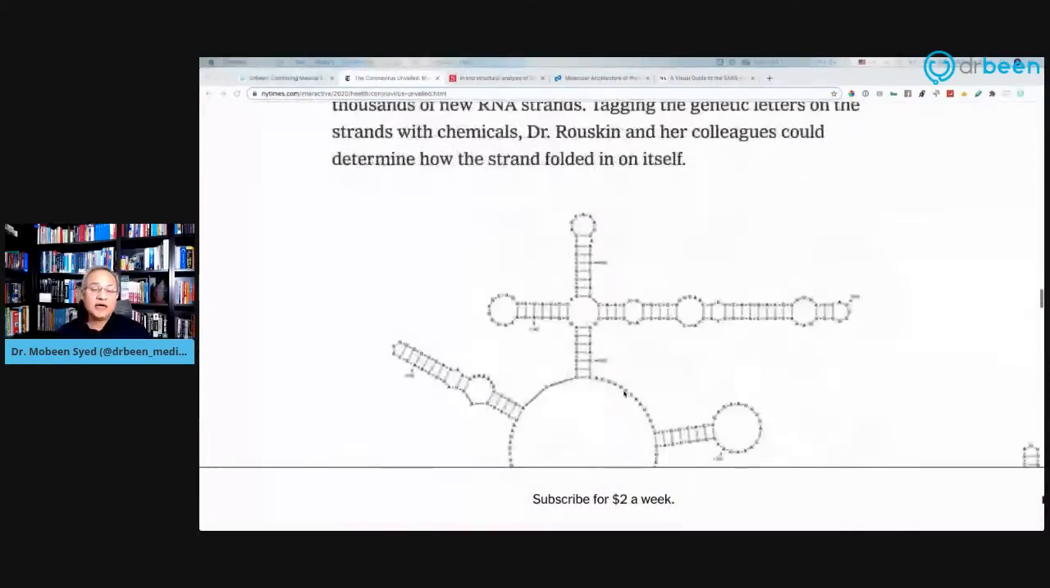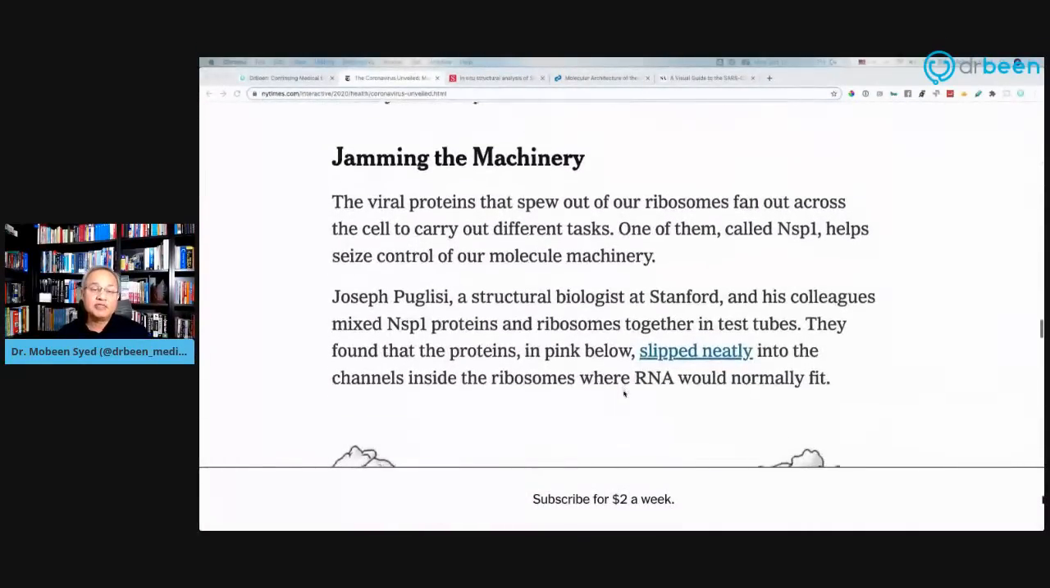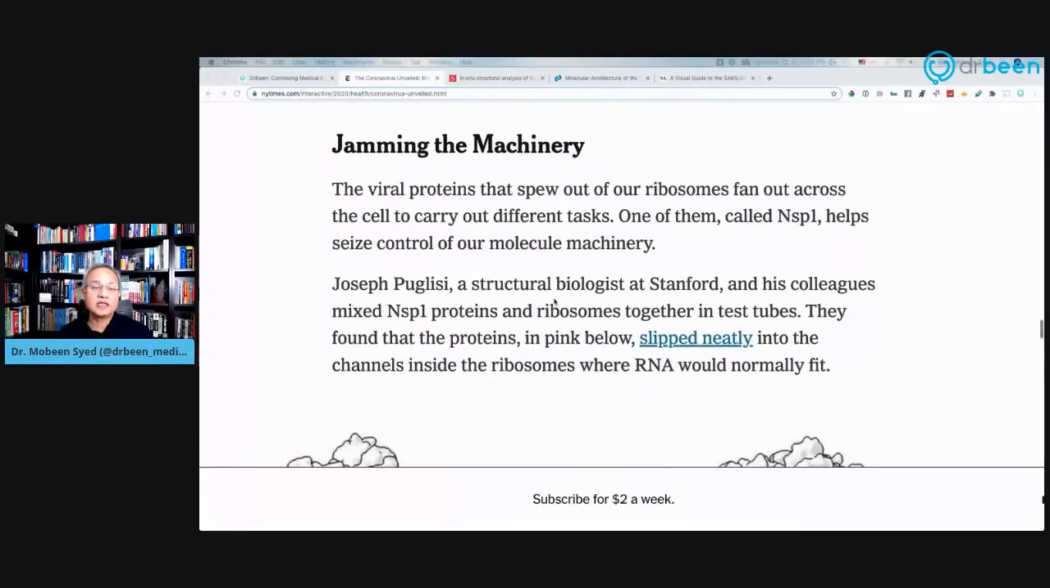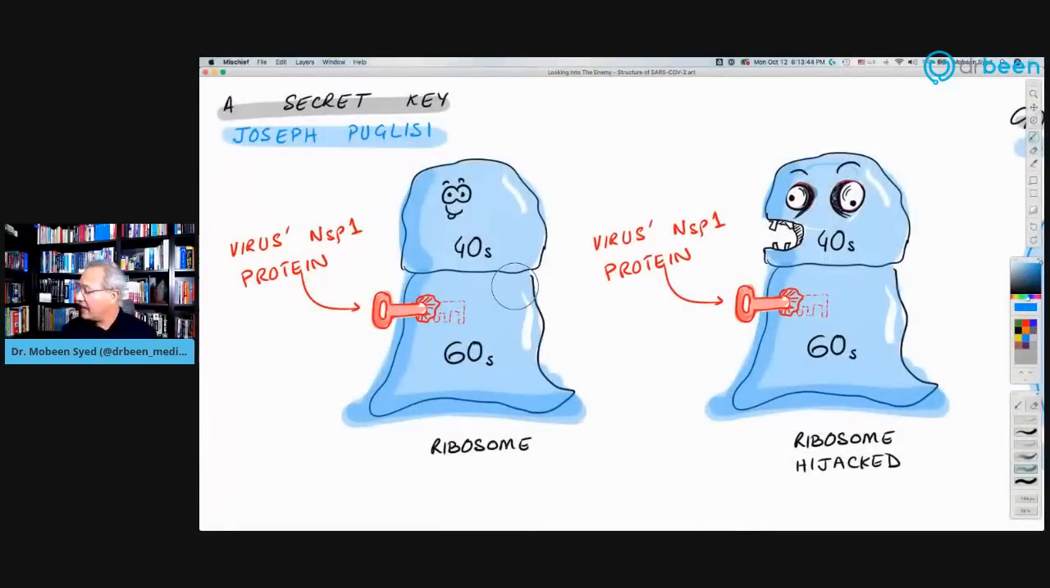So then I'm going to skip over the tangle loops and then go here to the jamming the machinery. This is another interesting thing. And the researcher here is Joseph Puglisi. And this is what I'm going to explain now. So what happens is that when the virus enters our cell and it is making its proteins, it needs to hijack our ribosomes. Our ribosomes are our machinery inside our cells that make our proteins.